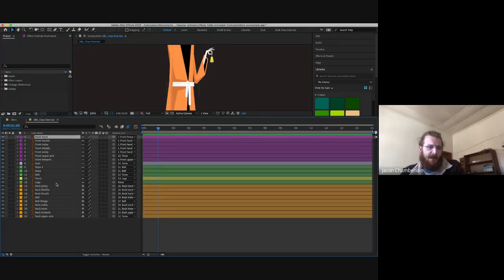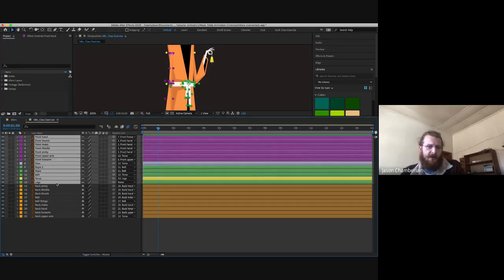Okay, so expressions, I don't know if I've spoken about expressions before in the past, but expressions are little pieces of code that we can use inside of After Effects in order to make our lives a lot easier, right? So if I wanted a continuous walk cycle, for example, I could create expressions on the layers that are moving and then just tell them to keep cycling forever, and then I'll have a constant walk for as long as my timeline is. Okay, so expressions is something that you'll start learning in second and third year.